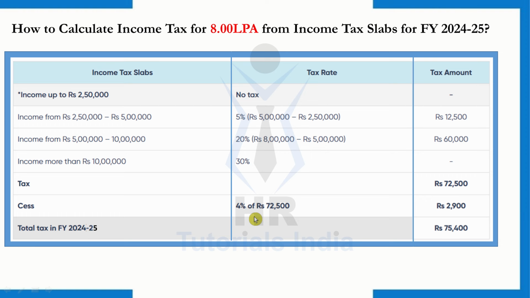And the cess is 4% of the tax amount, that is 4% of 72,500, which comes to 2,900. When you add up, the total income tax for the financial year 24-25 is 75,400. So dear friends, hope it is clear how income tax or the TDS is calculated for the employee whose salary is 8 lakhs in the income tax slabs for the financial year 24-25. Hope it is also clear what the different income tax slabs are for the financial year 24-25 in old tax regime and new tax regime, and in old tax regime with separate categories of ages, that is below 60 years, 60 to 80 years and above 80 years.